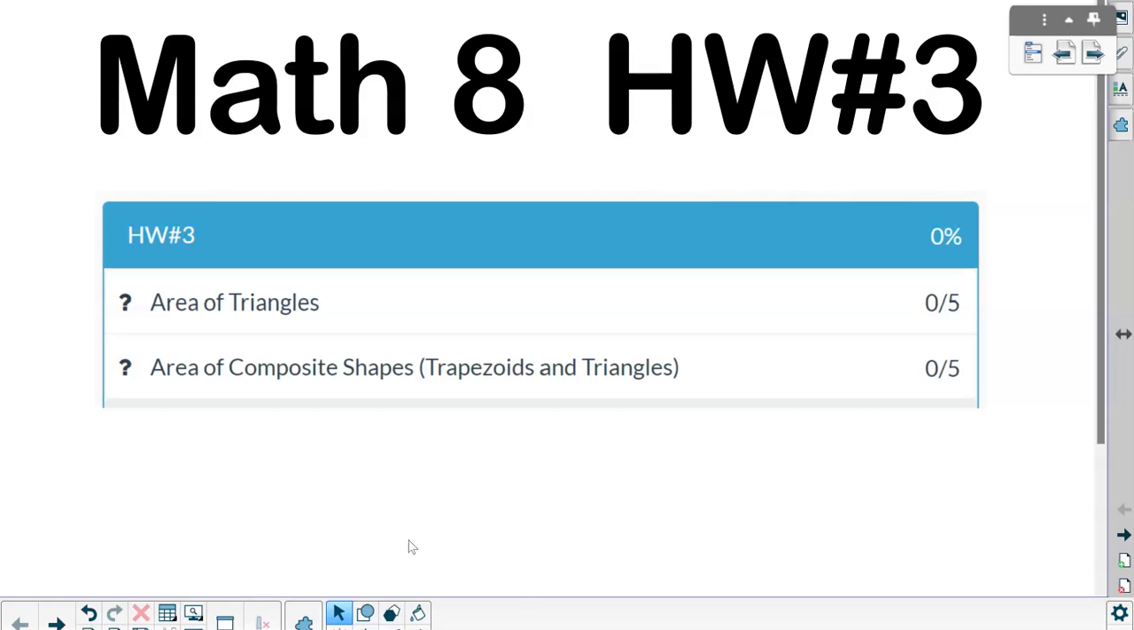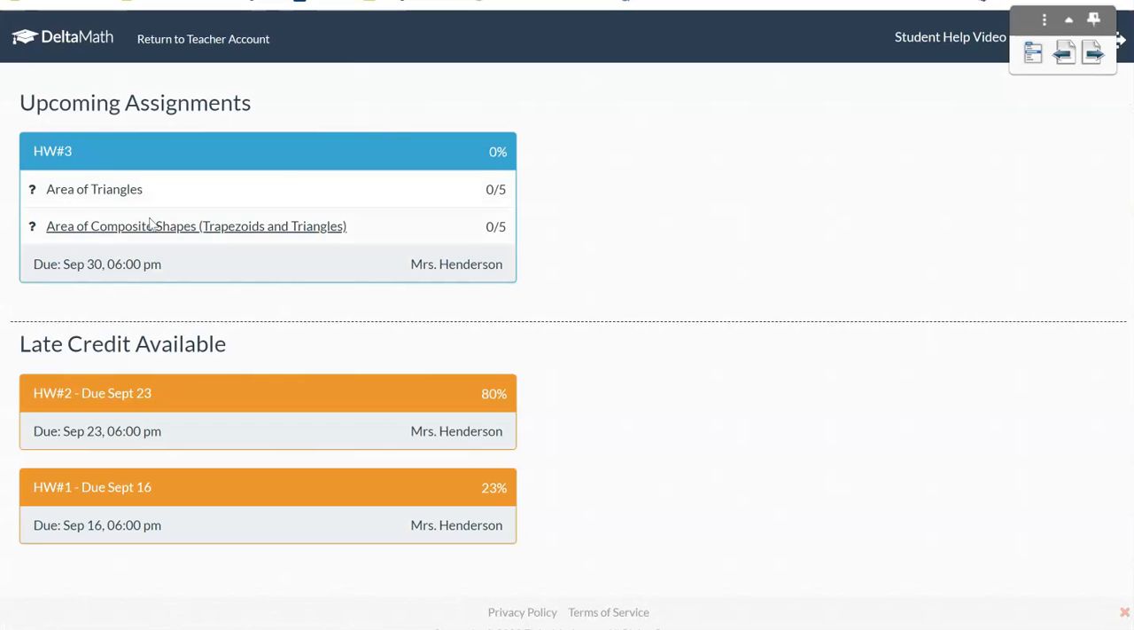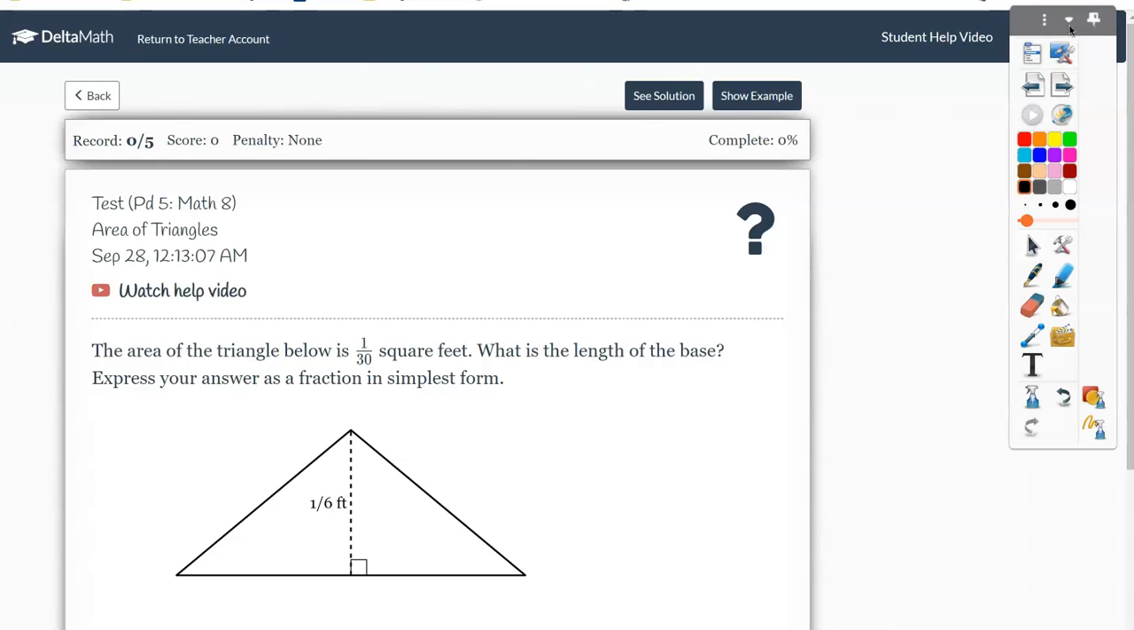Let's take a look at the questions on homework number 3. First topic is area of triangles. In order to compute the area of a triangle, you need to know the area formula. So the area of a triangle is half the base times the height.